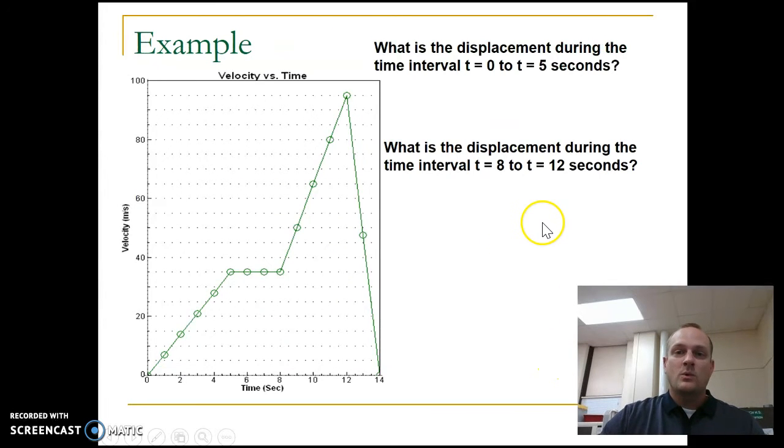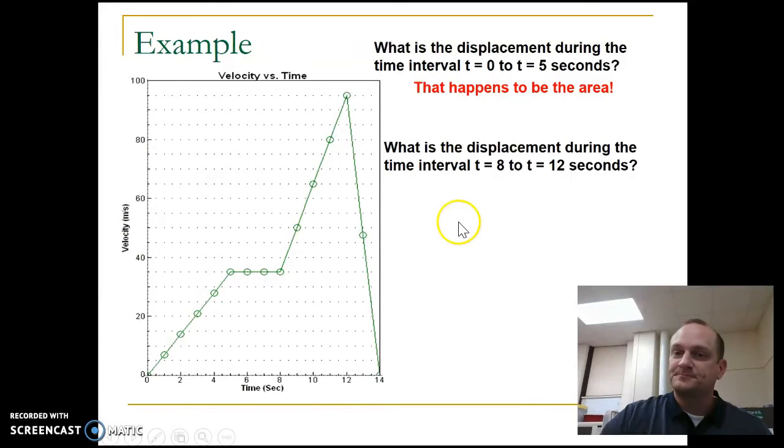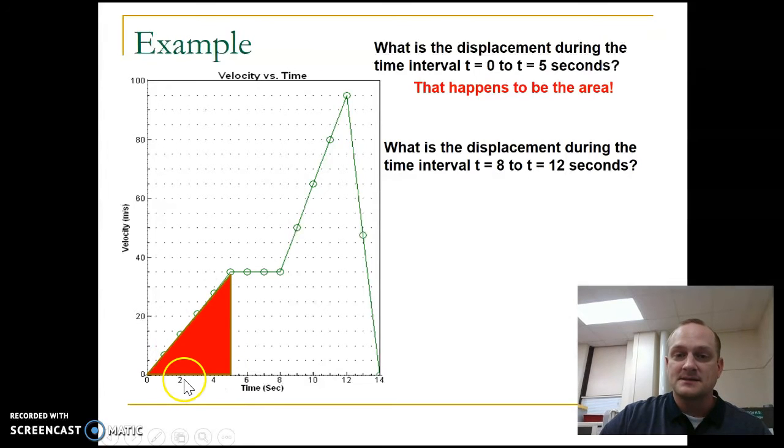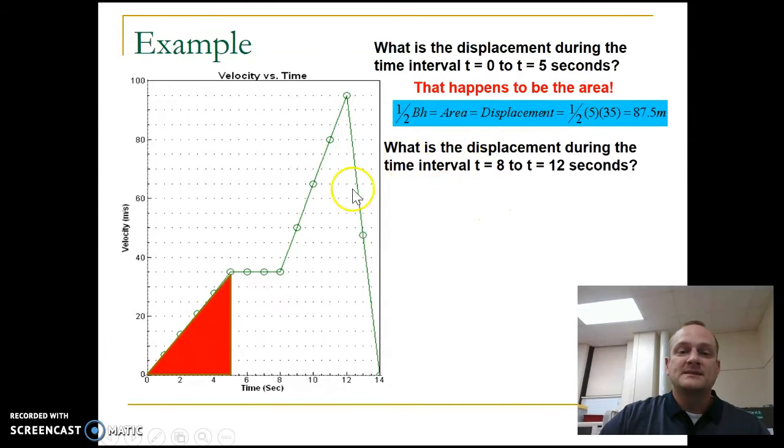Okay, so what do I mean by that? Well, this is a velocity versus time graph. Let's look at the time interval from 0 to 5 seconds. How do I find the displacement? Well, the displacement is going to be the area, and so I'm talking about this area right here. It's the area down to the horizontal axis, and in this case, this is a triangle. So area is 1/2 base times height: 1/2 times the base of 5 times a height of 35. I get 87.5 meters.